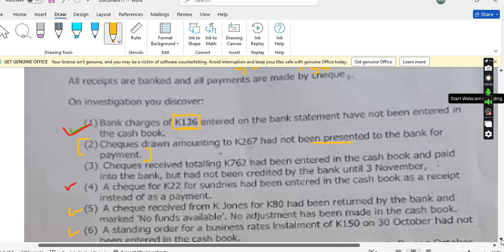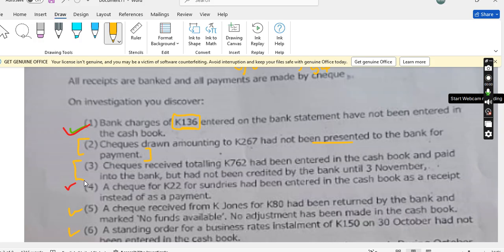Okay, so meaning amounts that have not been presented to the bank should not be included in the cash book. Yes, because they've already been recorded in the cash book, but the bank is not aware of that. So this is a payment which the bank is not aware of, which is also called unpresented checks.